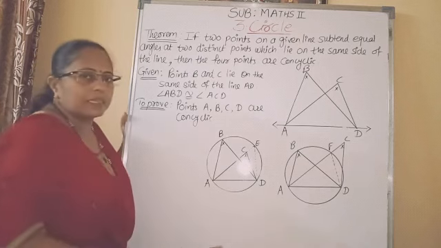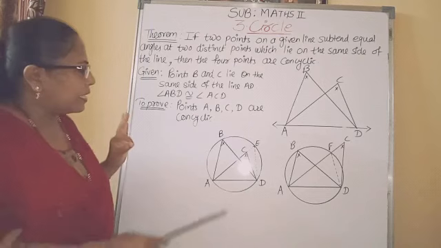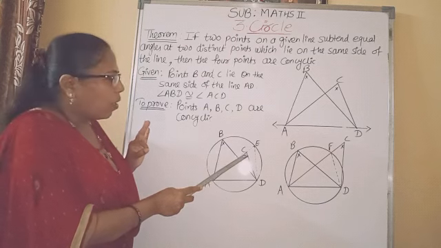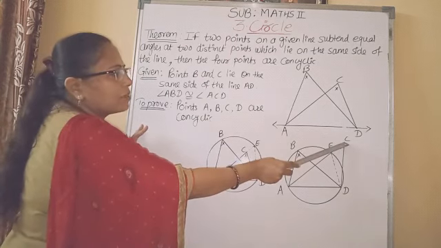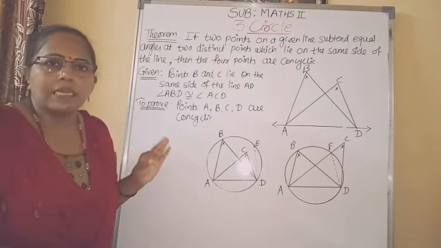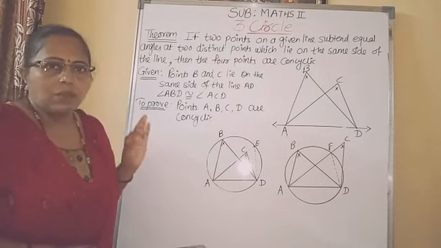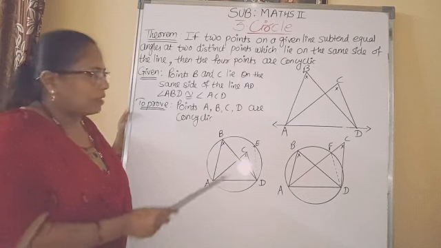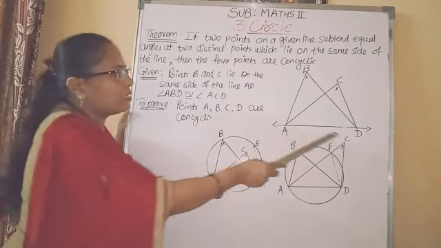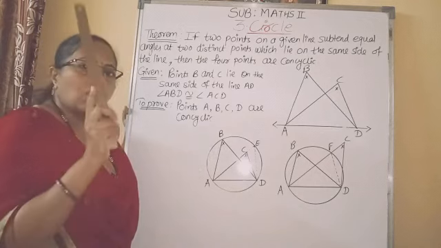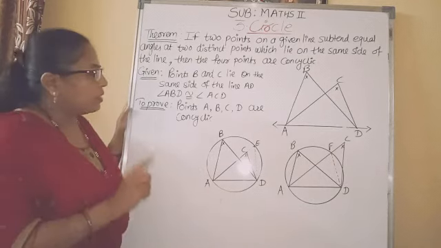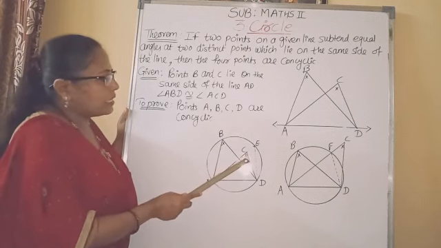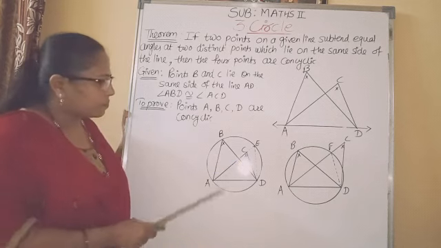Again we will consider there are 3 possibilities. First possibility is the point C is in the interior of the circle, or point C is in the exterior of the circle, or point C is on the circle. So we will try to prove that these 2 conditions are false. It is not in the interior of the circle, it is not in the exterior of the circle, then it is on the circle. So let us try to prove the first case false, that point C is in the interior of the circle.